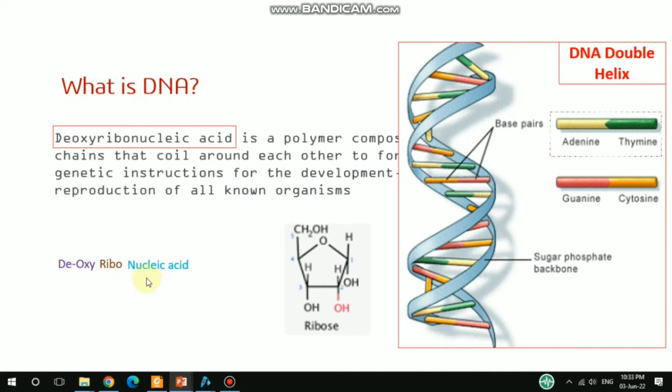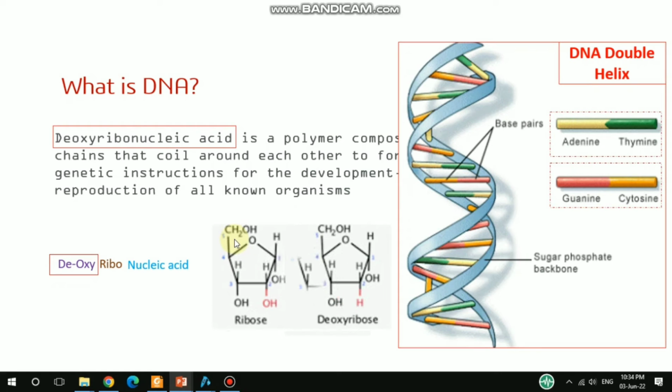And next is the nucleic acid. For nucleic acid or nucleotide, there are 4 different nitrogen bases present. These are adenine, thymine, guanine, and cytosine. You see in this figure, adenine and thymine, and guanine and cytosine are paired with hydrogen bonds.